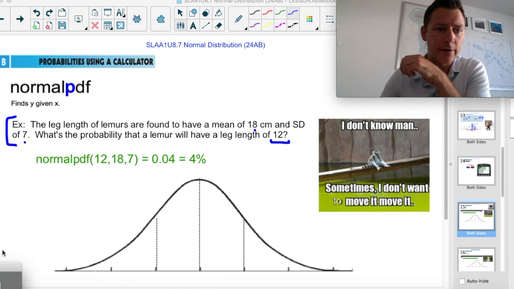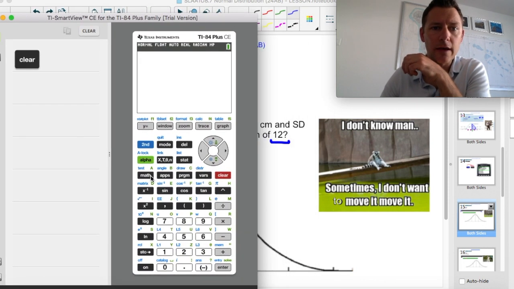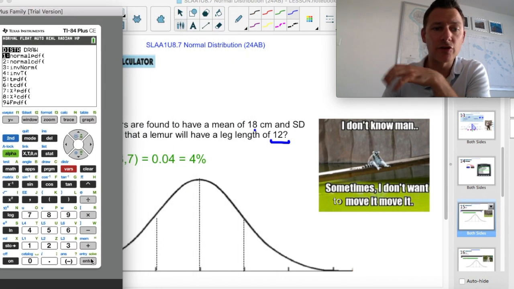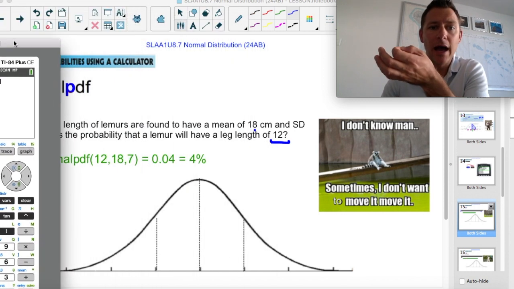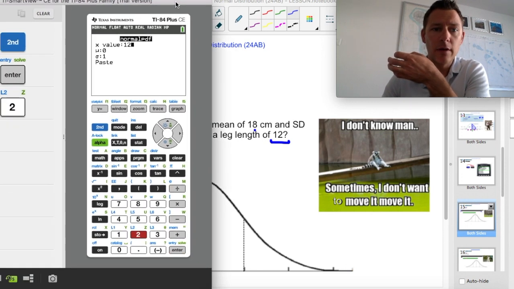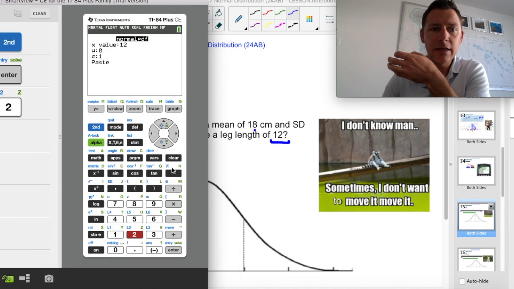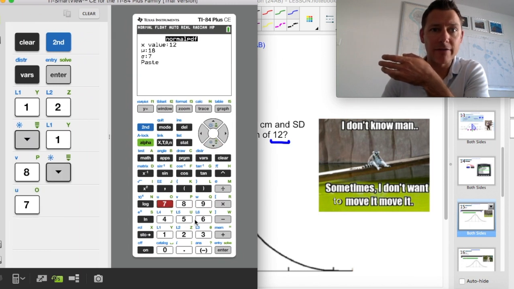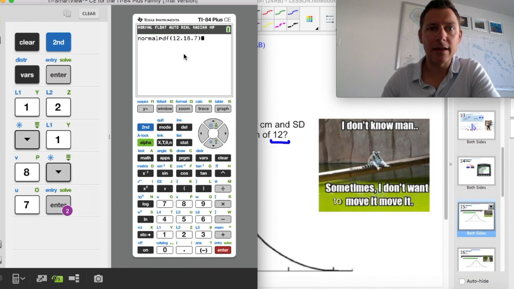With your fancy calculator, you'd go in and say second vars, and we're looking at normal PDF, CDF, inverse normal. We're going to use normal PDF, probability density function. I think about the P as precisely, though. I'm looking for precisely an X value of 12. I know my mean was 18. They've given that to me. And I know my standard deviation, how spread out the data is, 7. Go paste, paste. And if you have an older calculator, you have to memorize the order in which to put them.